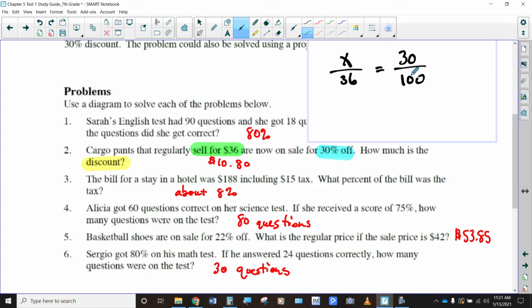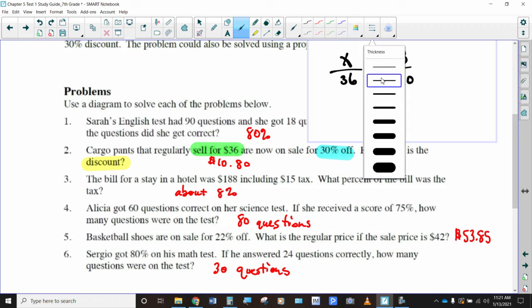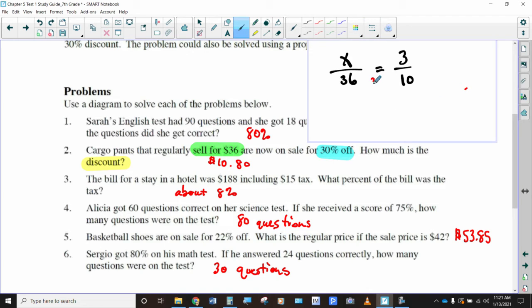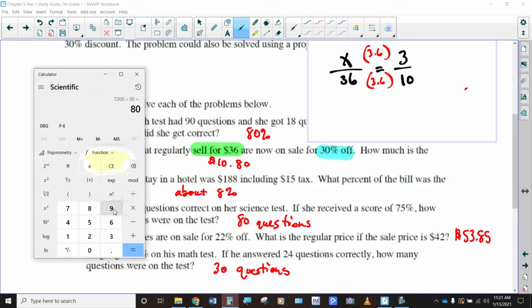For instance, 30 over 100 is equal to 3 over 10. So now you look at that and say, hey, I've identified a giant 1 here. I think if I multiply 10 times 3.6, that would give me 36. So I'm just going to figure out what 3 times 3.6 is, and that should give me my amount of my discount. So we take our calculator, we take 3 times 3.6, and we get 10.8. And so that ends up being $10.80.